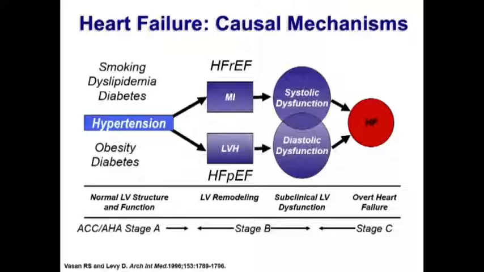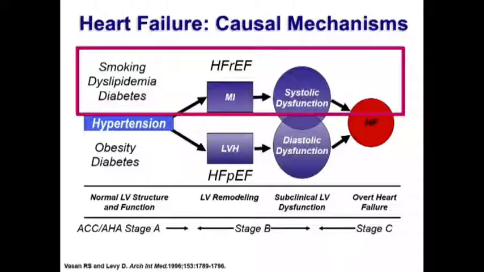Well, on the far left are all the risk factors, including hypertension. Look, we're going to concentrate now on heart failure with reduced EF. And let's just say the patient has underlying atherosclerotic coronary disease. They presented with an MI. You get an echo, and they have an ejection fraction of 25 or 30%.